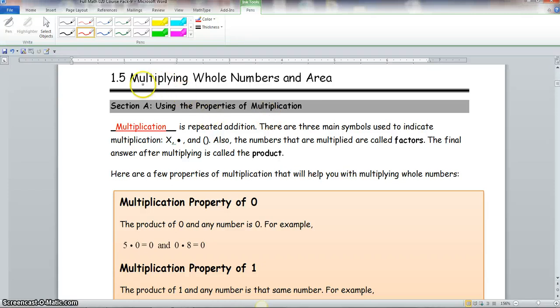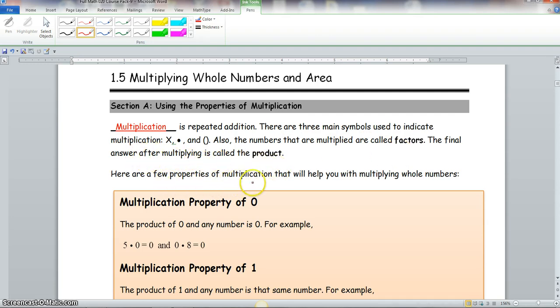Hello class, we're about to start section 1.5, multiplying whole numbers in area. Multiplication is repeated addition. There are three main symbols used to indicate multiplication. We have the X, we have the dot, and we have the parentheses. Also, the numbers that are multiplied are called factors. The final answer after multiplying is called the product.